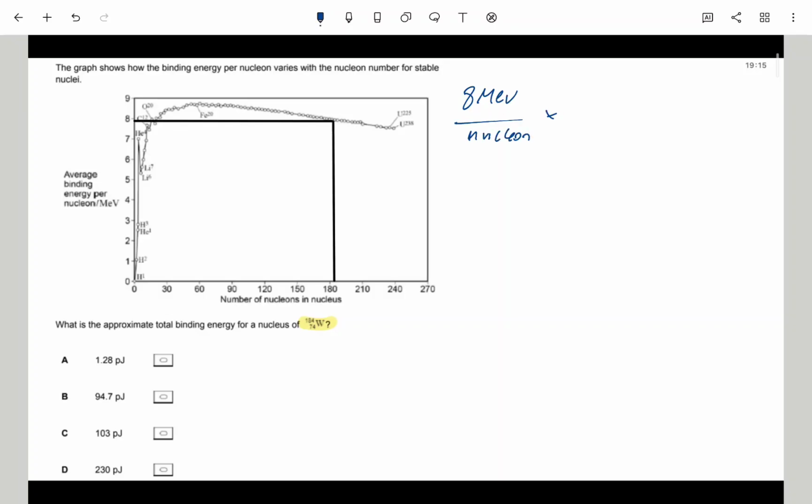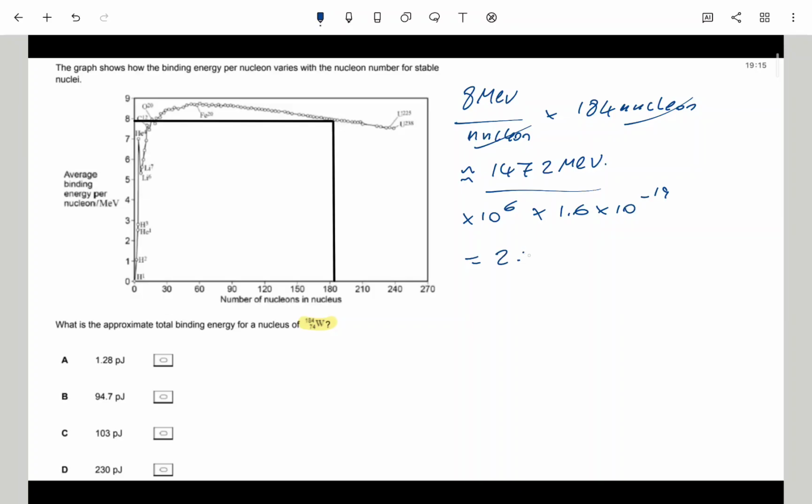And then we're going to multiply by the number of nucleons. So we've got 184 nucleons. And as you can see, nucleons will cancel, and we'll just be left with total energy in MeV. So that will give you approximately, obviously it's an approximation, 1472 MeV, and it wants it in joules. So times it by a million to get it into electron volts, and then multiply through by 1.6 times 10 to the minus 19.